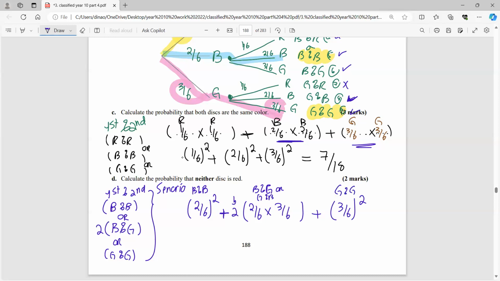Do you remember in the last video, if anyone paid attention, I told you I don't like red. Indeed, here it comes, it says neither is red. So we do blue blue plus 2 open bracket 2 over 6 multiplied by 3 over 6, plus green with green, 3 over 6 all squared. And then I place it on the calculator and I will get an answer of 25 over 36.